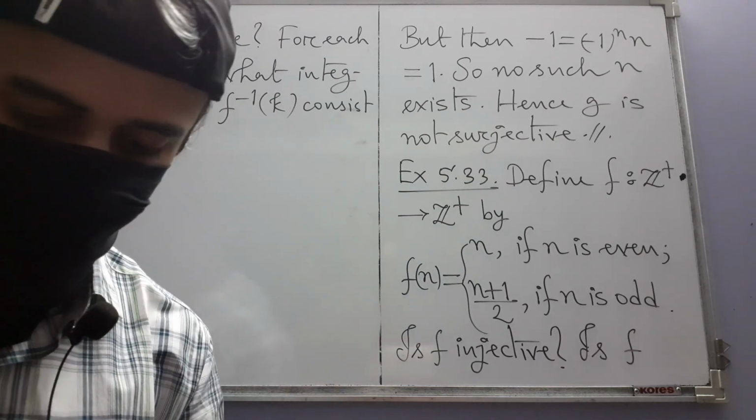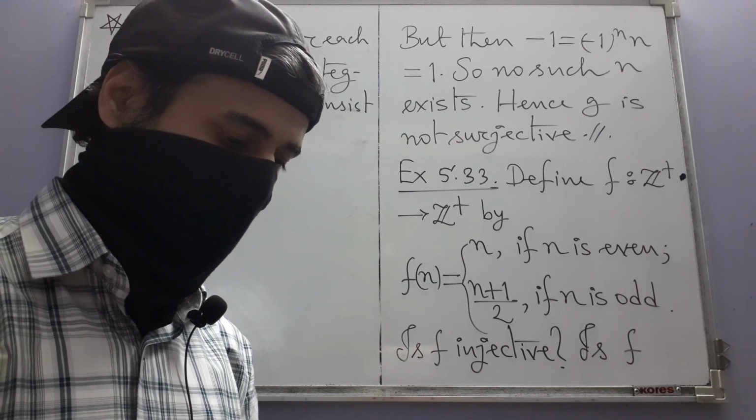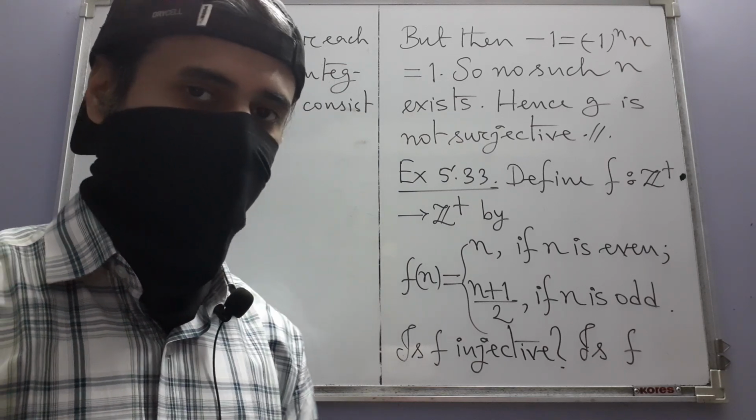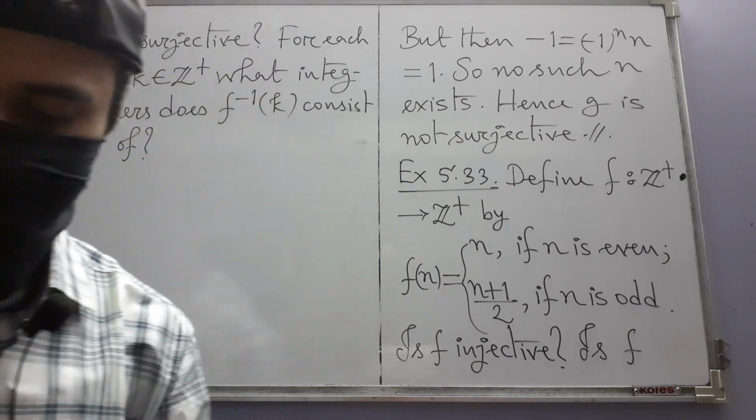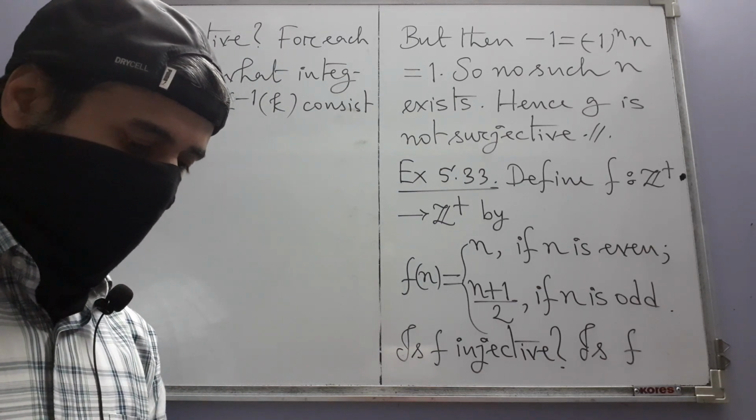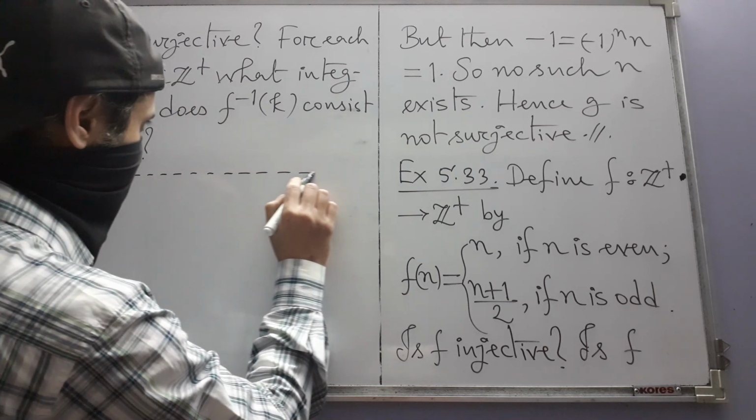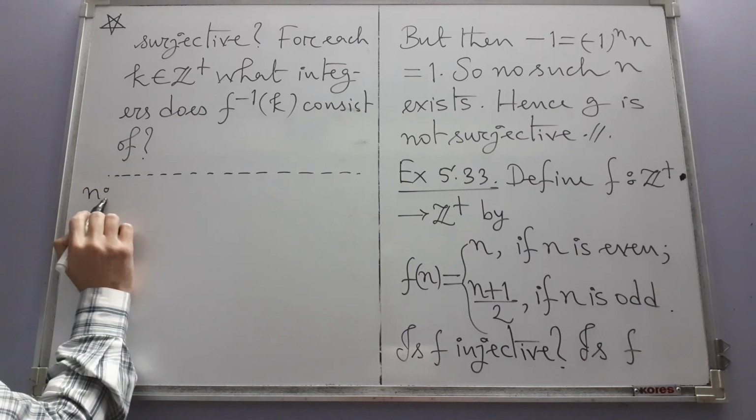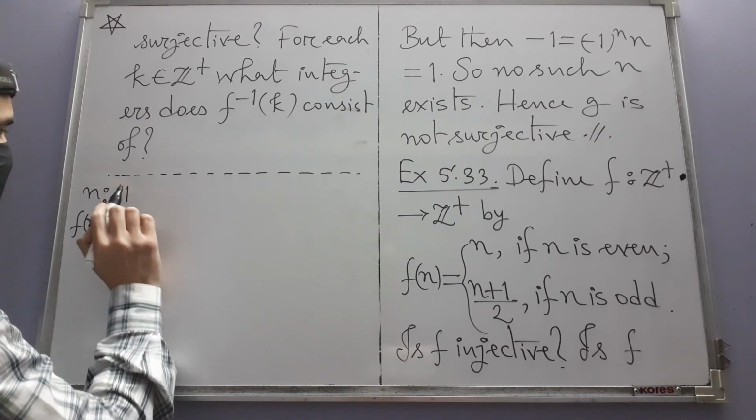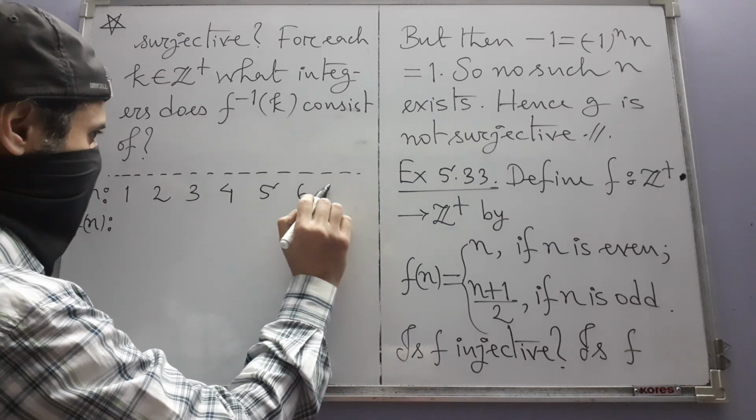So here we have to see some values in the beginning itself. Then only we can start the solution, because we don't really know whether this function is injective or surjective. So let's just put some values and try to guess. n, f of n. 1, 2, 3, 4, 5, 6, 7, say.